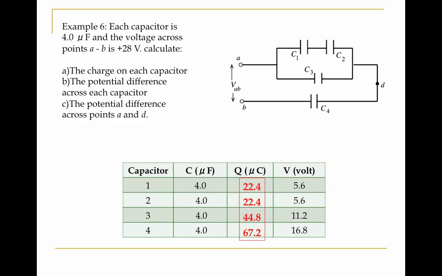And there are some comments that I should make. First of all, this Q here, which is Q on C4, should be the same as the Q on all of these. So if you add these two, that should give you the same number as this one. And the voltage across here should be the sum of these two. This is the voltage.